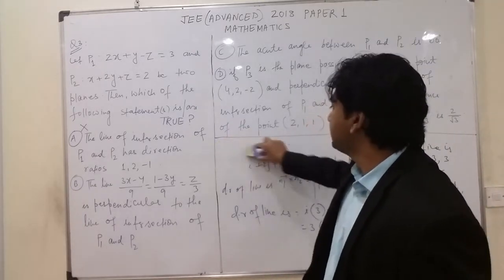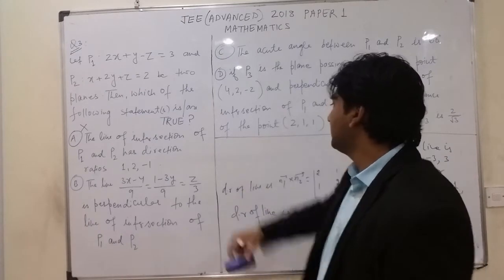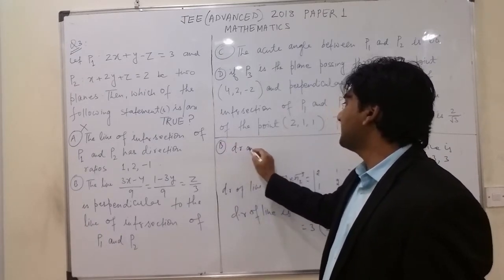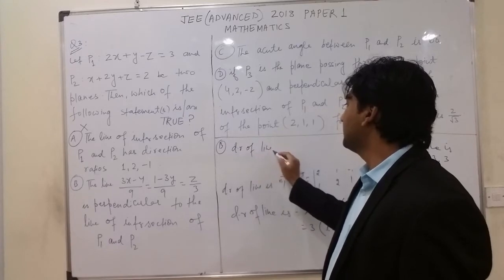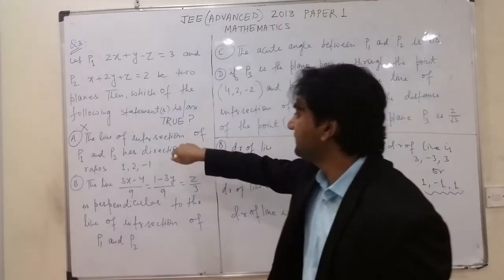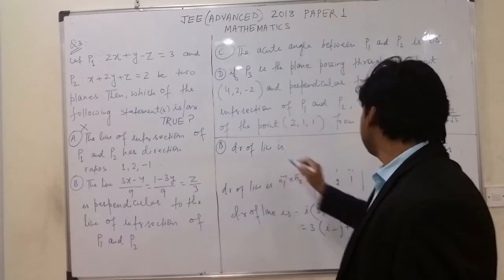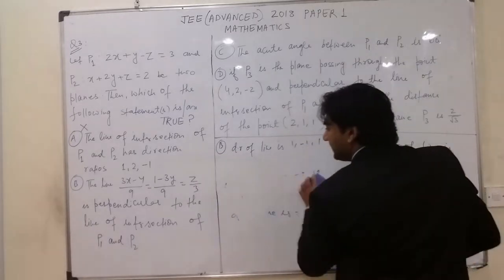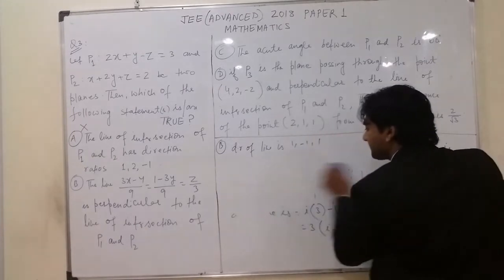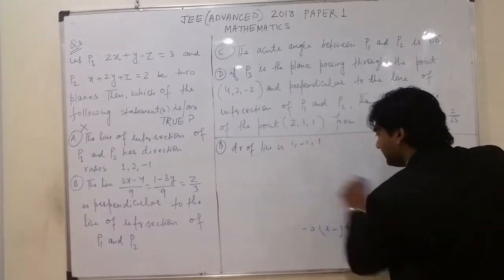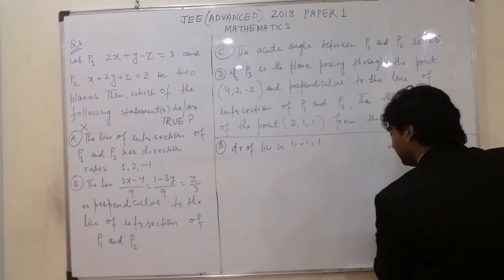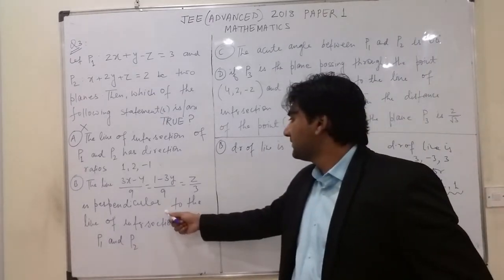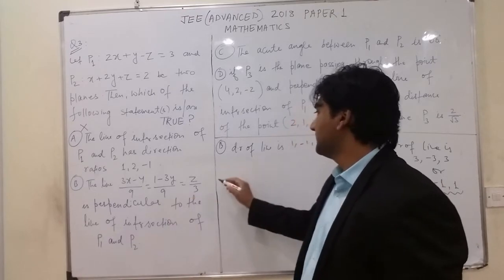Now we are going to discuss option B. So option B, first of all we will write the direction ratio of the line which we found, which is 1, minus 1 and 1. Then we need to find the direction ratio from here also.